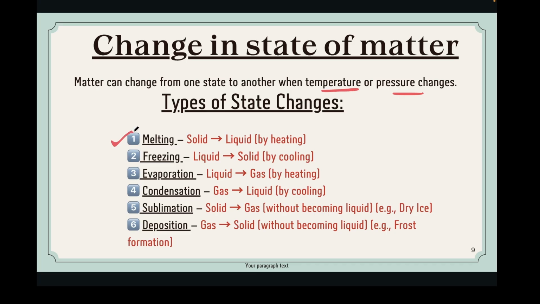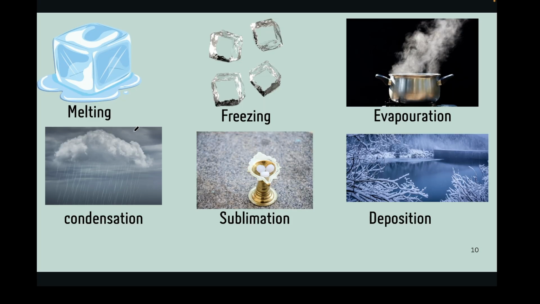First is melting. So what happens in it? Have you seen at your home butter melt on a hot pan or ice cube melt when you take it out from the freezer? This is because when a solid is heated, its particles gain energy and start moving more freely. At a certain temperature, the solid turns into liquid. This is called melting. That is, conversion of solid to liquid by heating is called melting.